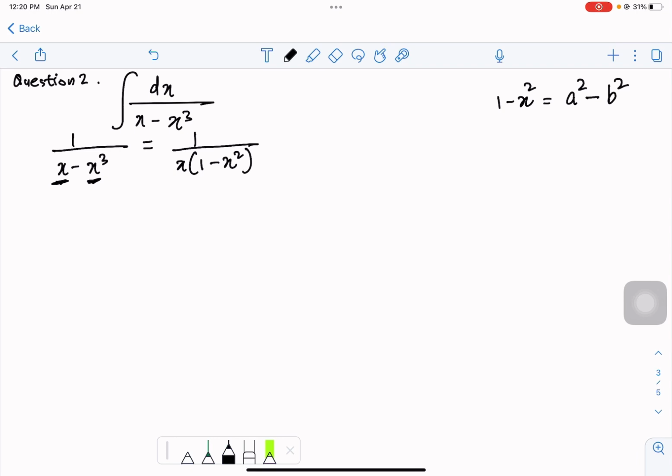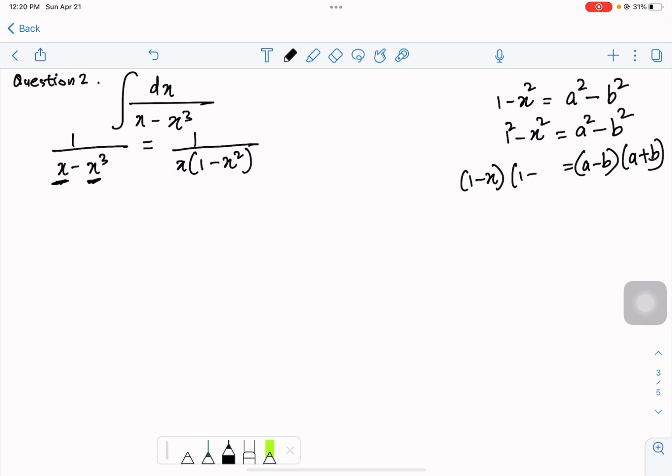Because 1 square is still 1. So the pattern is the same. You know that a square minus b square can be written as a minus b times a plus b. Similarly, it can be turned into 1 square minus x square, so 1 minus x, 1 plus x. So this turns out to be x times 1 plus x times 1 minus x. So this question transforms into this, right?